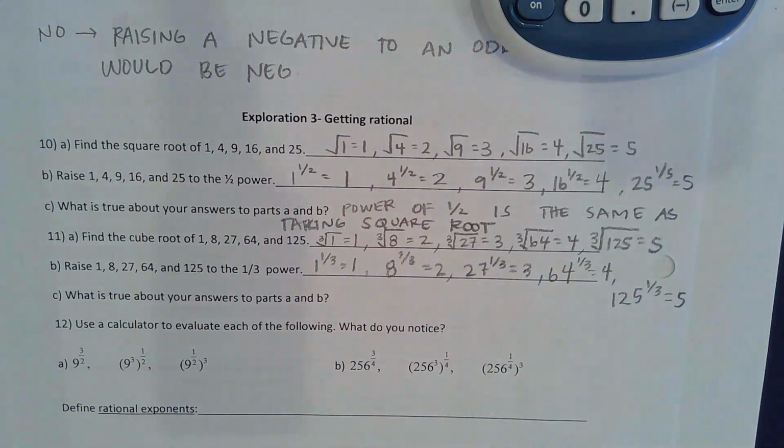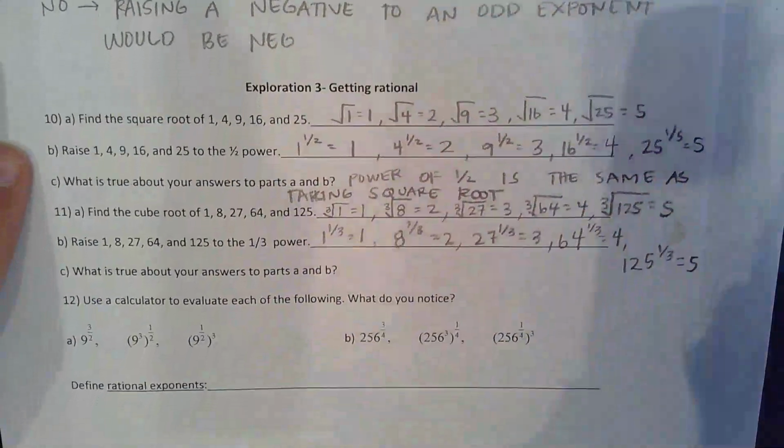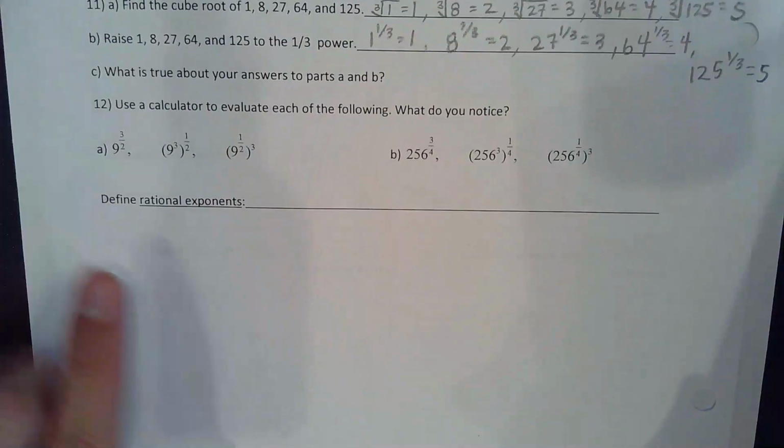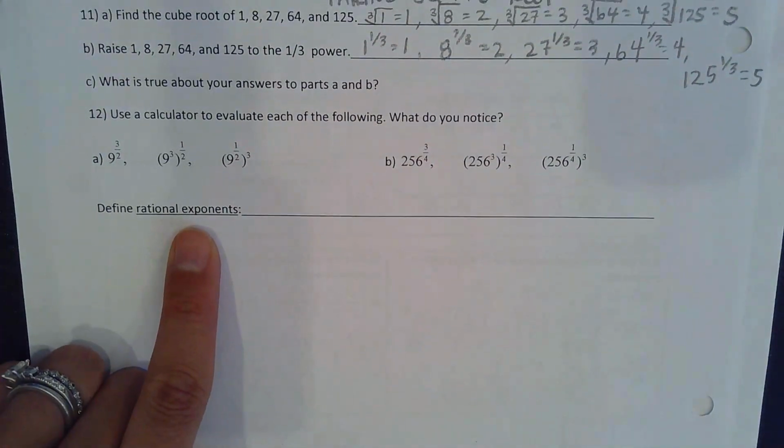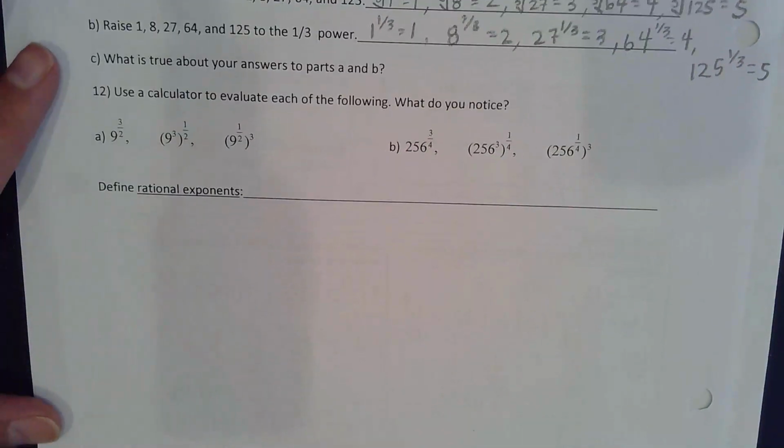So what do you notice about those? Okay, so they're the same thing. So the power of a 1/3 is the same as taking the cube root. So what is going to be a rational exponent? So a rational exponent is just a radical sign.